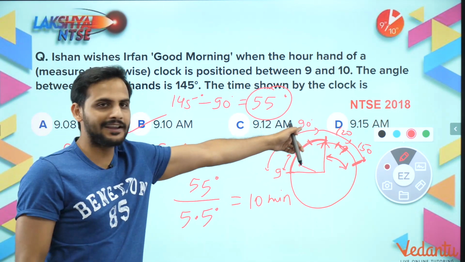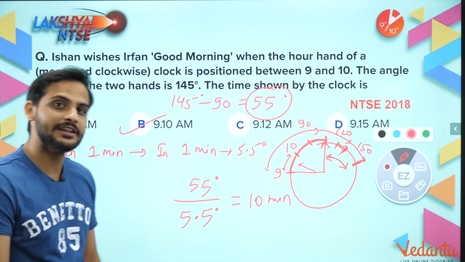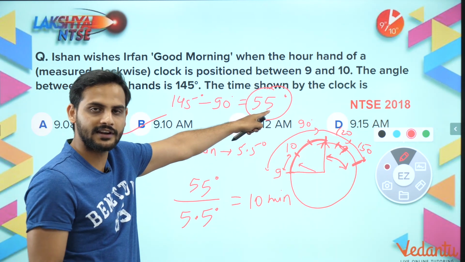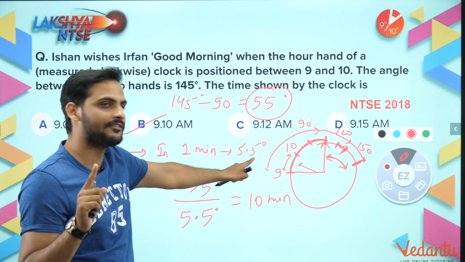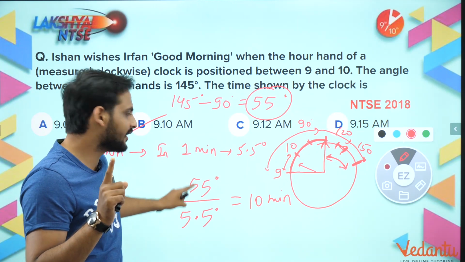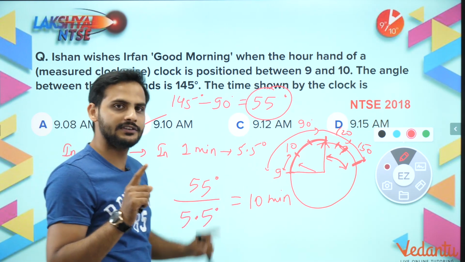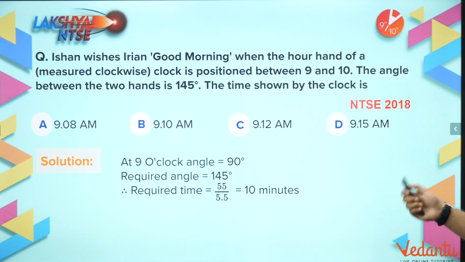See, I have told you C and D can be eliminated. The approximate method also told me. So this way you can eliminate the answers as well. So 55 degree extra change in the angle is needed. In 1 minute the angle changed by 5.5 degree. So overall minutes required to change the angle by 55 degree will be 55 by 5.5, which is 10 minutes. Okay, so the correct answer is 10 minutes.